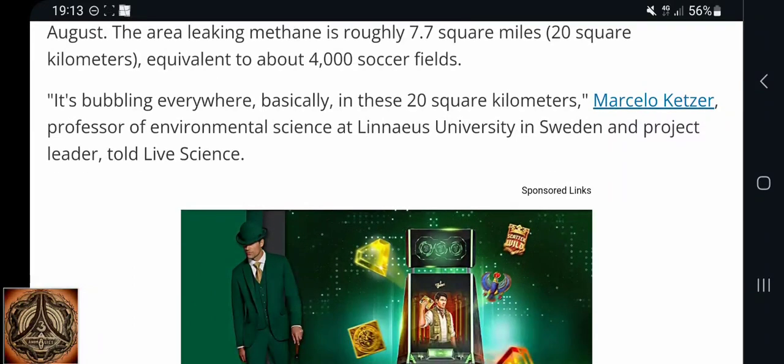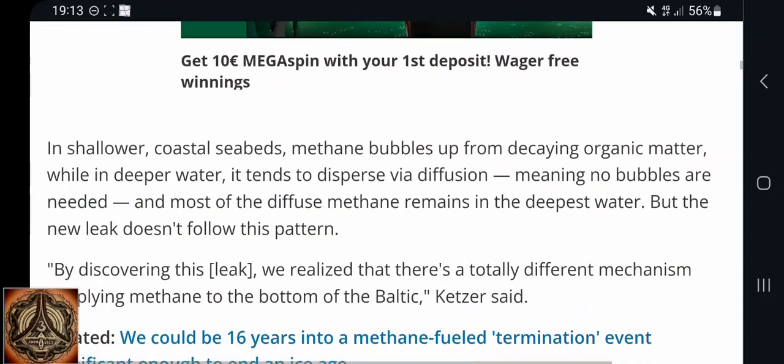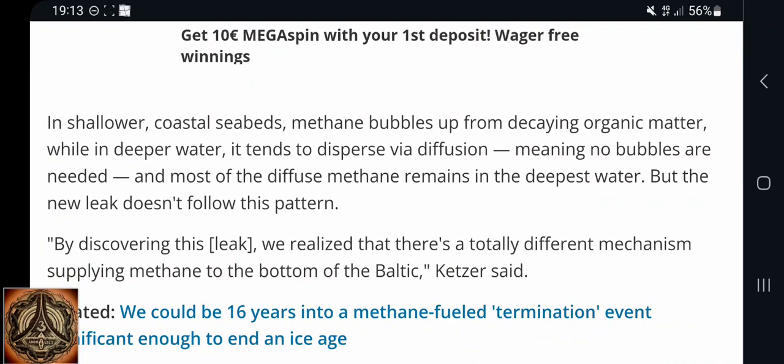Marcelo Ketzer, professor of environmental sciences at Linnaeus University in Sweden and project leader, told Life Science. In shallower coastal seabeds, methane bubbles up from decaying organic matter, while in deeper water it tends to disperse via diffusion.